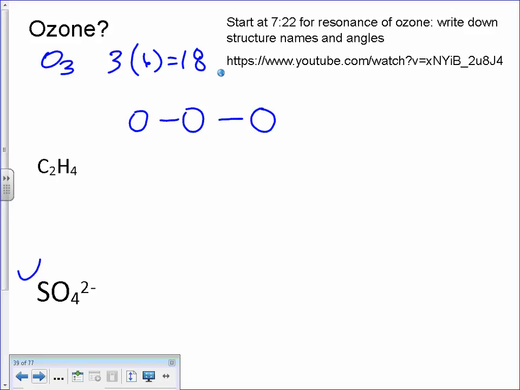We need to get octets on everybody, right? So give everybody electrons. You can have electrons, and you can have electrons, and you can have electrons. Everybody gets electrons. There you go. Okay, so here we have an octet everywhere, right?